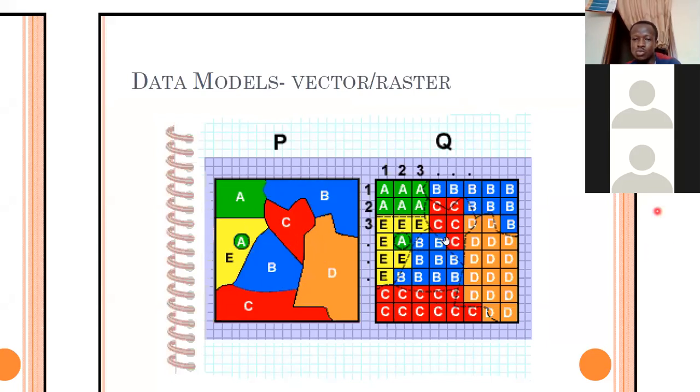And then the one on the left is, okay, let me ask someone to say it. Anybody, Israel, or Nanaya, or anybody at all. Which one is vector? Which one is raster? And why?